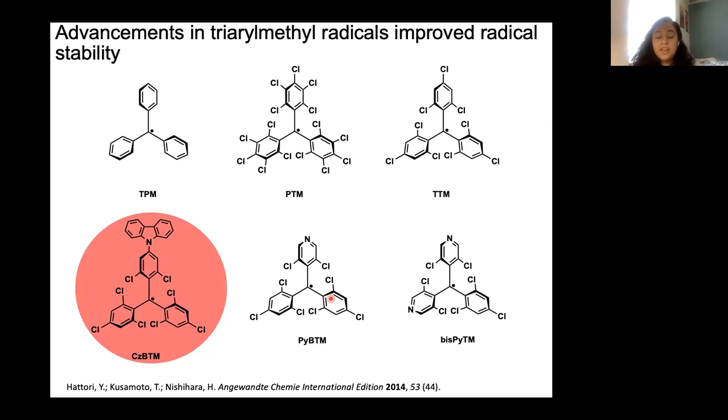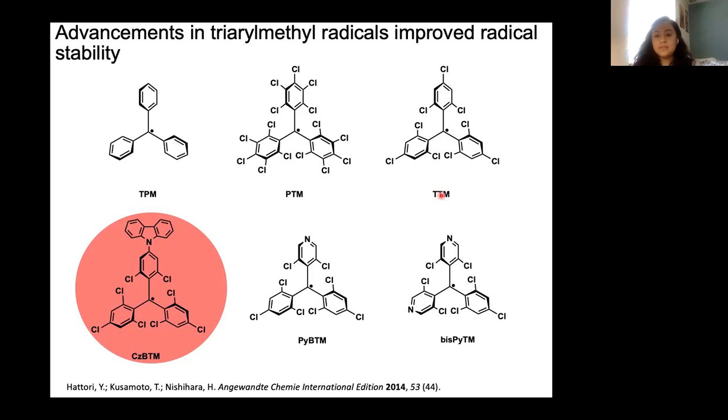The radicals that we have been studying are very generally the same shape. In 1905, Moses Gomberg produced his seminal triphenylmethyl radical. This radical was super inefficient, super unstable, highly reactive. In the 70s and 80s, further progress was made in the advancement of radicals, known as the PTM and TTM series, respectively.